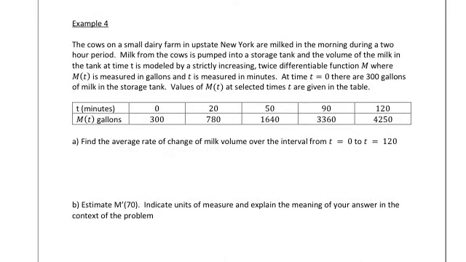So the cows on a small dairy farm in upstate New York are milked in the morning during a 2-hour period. Milk from the cows is pumped into a storage tank, and the volume of the milk in the tank at time t is measured by a strictly increasing twice differentiable function m, where m is measured in gallons and t is measured in minutes. At time t equals 0, there are 300 gallons of milk in the storage tank. Values of m at selected times are given in the table. Okay, so it's a table problem.